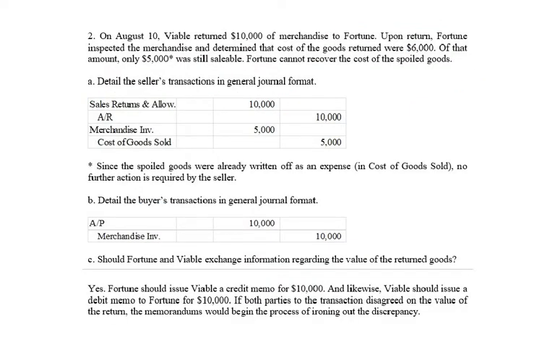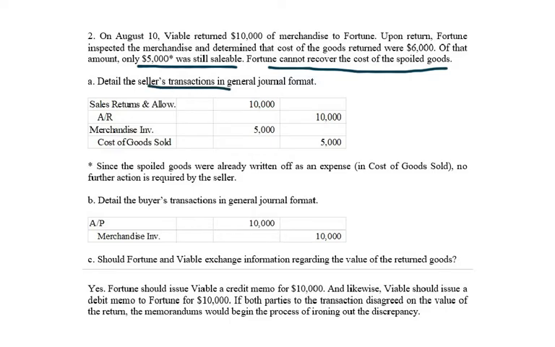All right, part two. So what's going to happen before the payment within the discount period, usually these are pretty predictable, that's the way they work. On August 10th, Viable is going to return $10,000 of the merchandise to Fortune. Upon return, Fortune inspected the merchandise and determined the cost of goods returned was $6,000, but of that amount, only $5,000 was still saleable, and they cannot recover the cost of the spoiled goods.